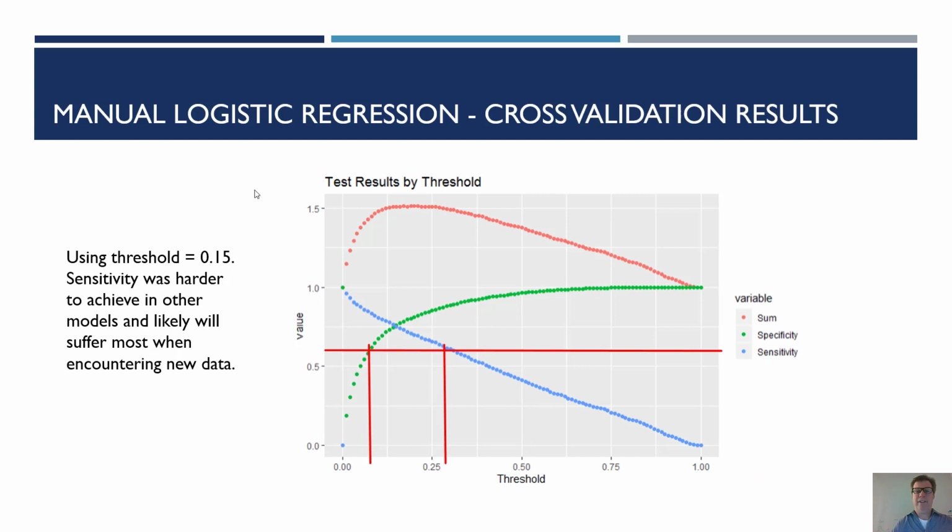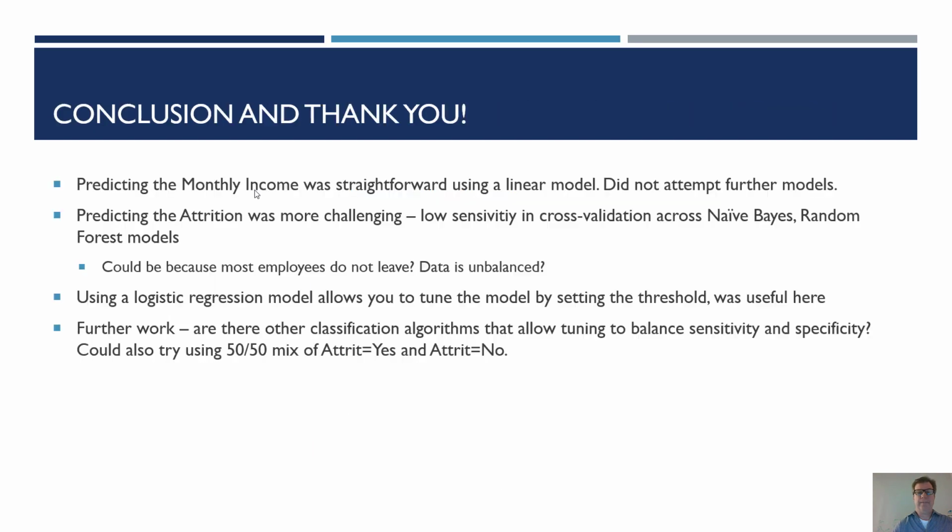So the challenge, like I mentioned, was that we want to get the maximum sum of specificity and sensitivity. And we also want to have the value be above 0.6, as you can see in the bar in the middle. So I found that if we set the threshold around 0.15, I was able to achieve those results. The threshold measures how sensitive the model is to applying the attrition label to the different categories.